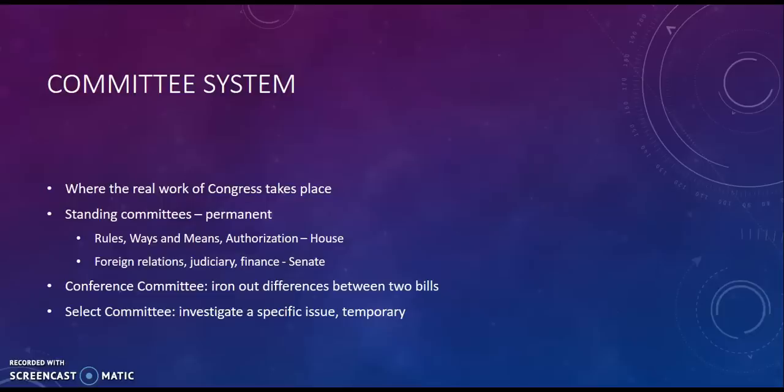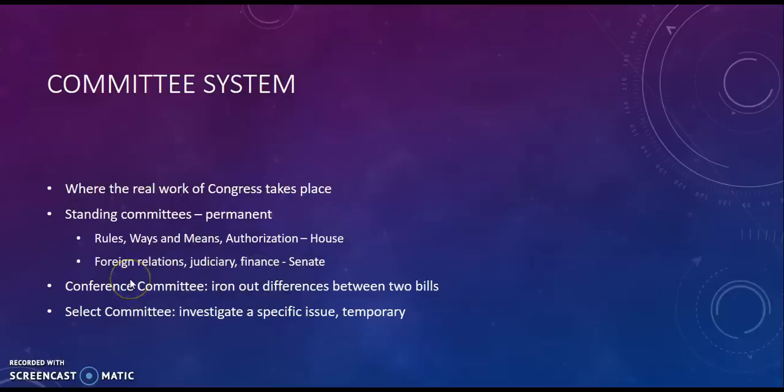Now, when we look at the committee system, this is where the real work of Congress takes place. You have standing committees. You would definitely be familiar with the House Rules Committee, as it controls the flow of legislation and can kill legislation in many ways. Also, Ways and Means, controlling the power of the purse. Authorization committees as well with respect to programs. And then in the Senate, the big ones, Foreign Relations, Judiciary, Finance, those speak for themselves.